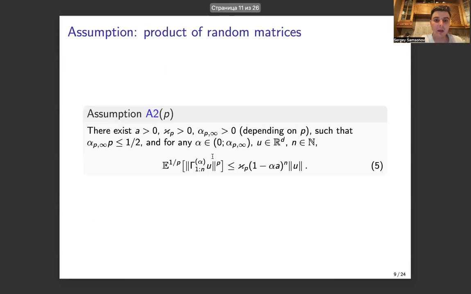We will directly assume the exponential stability property, which is defined on the slide as assumption A2 of p. It states that the p norm of our product of random matrices times any vector u from R^d is bounded by an exponentially small term for any range of step sizes alpha from 0 to some stability threshold, which is referred to as alpha p infinity. Then we will directly check that assumption A2 of p holds for the setting of the TD(0) algorithm.